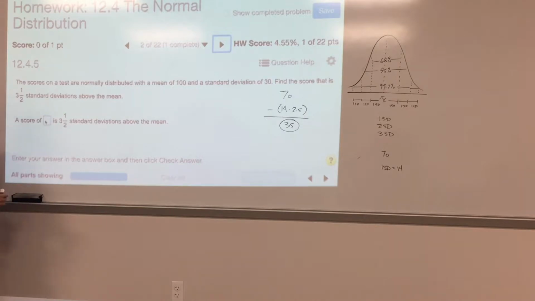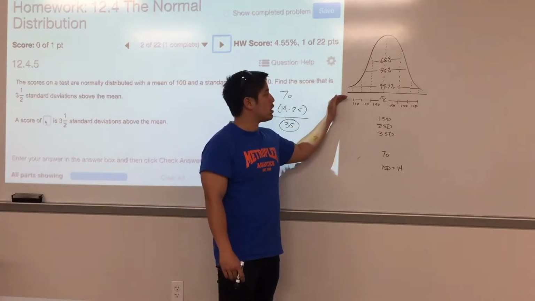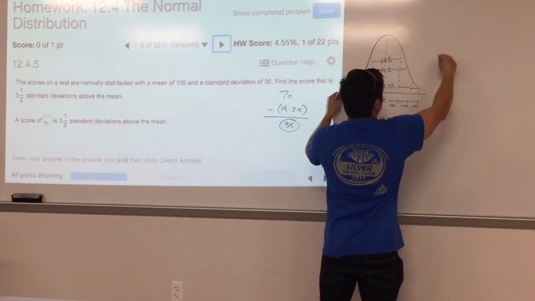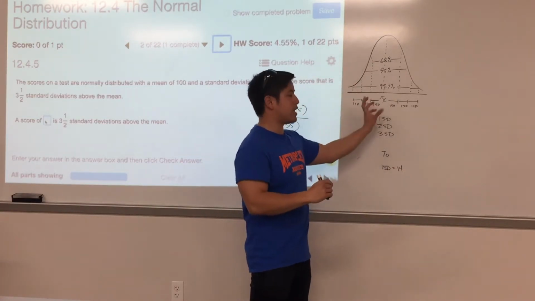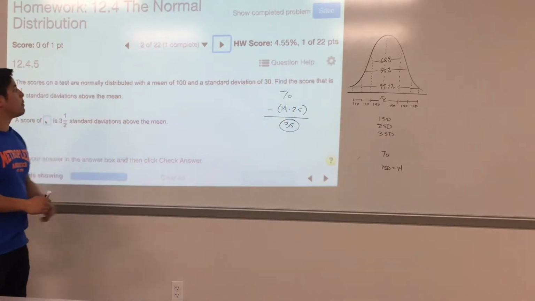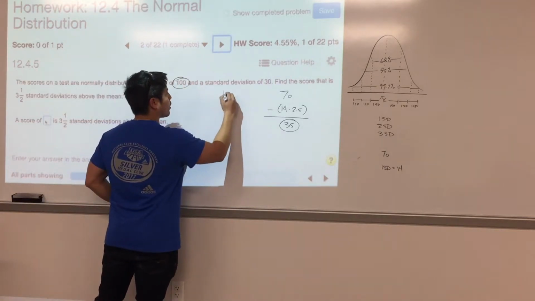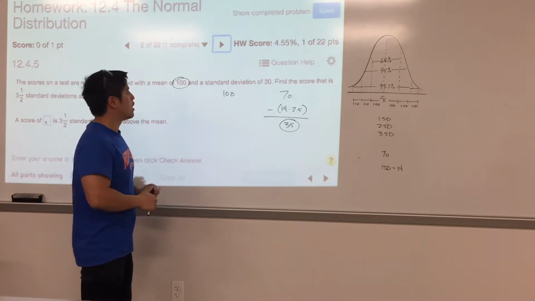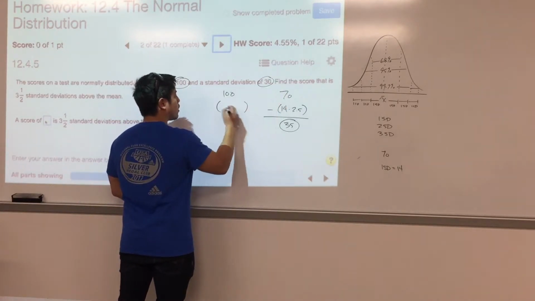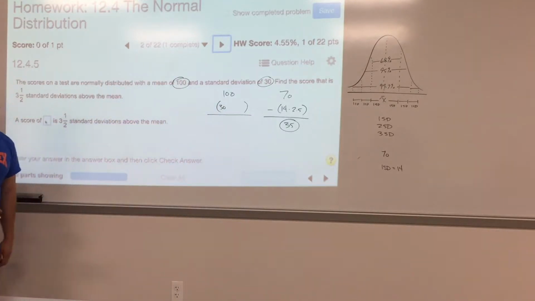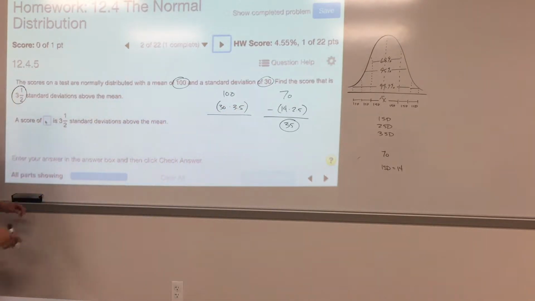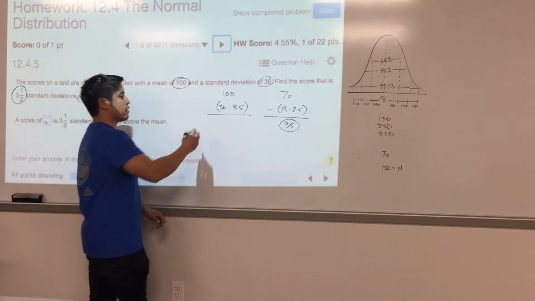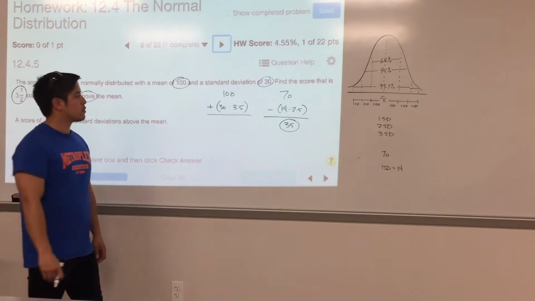The scores on a test are normally distributed, meaning that we can follow this general model. If it's skewed to the right, like this graph, or skewed to the left, this doesn't apply. But when it's normally distributed, even, symmetric about the mean, you can apply that, and that's all we're studying over here. So we have a mean of 100, there's your starting point, right? We're going to add or subtract off of that. Standard deviation of 30, meaning that 30 is going to be a key player in what we do, right? Find the score that is 3.5 standard deviations, meaning that we're going to multiply 30 by 3.5, above the mean, meaning that we're going to add. Does that make sense?